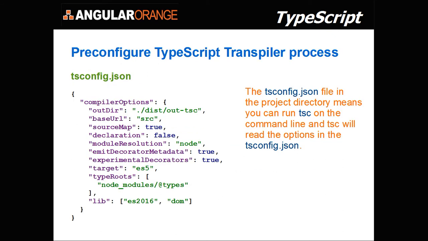Okay, so the pre-configured TypeScript transpiler process, you do have a tsconfig.json file, which is typically used in your development environment. If the file is in the project directory, it means you could run tsc on the command line, and tsc will read the options in the file.